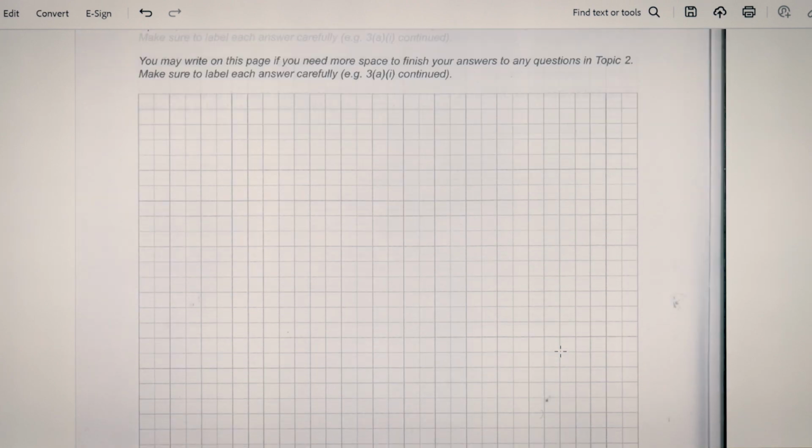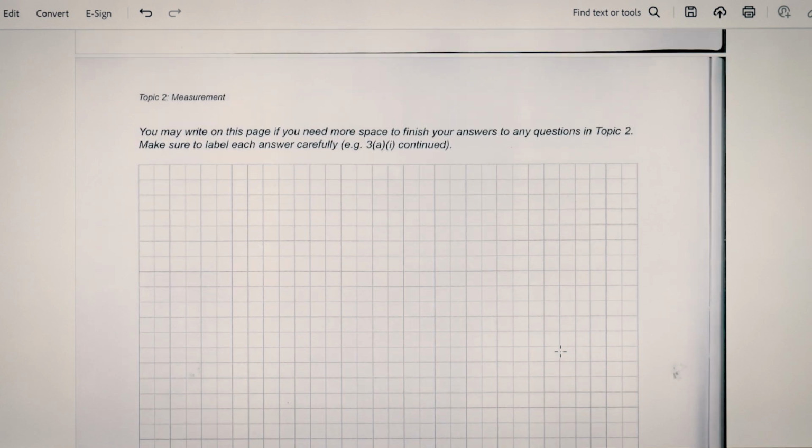And I think that's it with measurement. Any questions? No, all good?